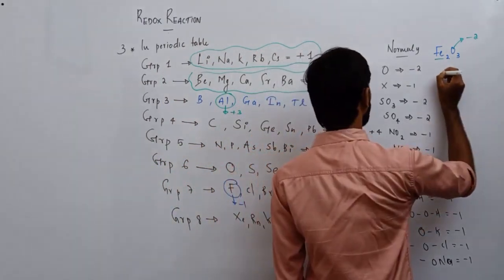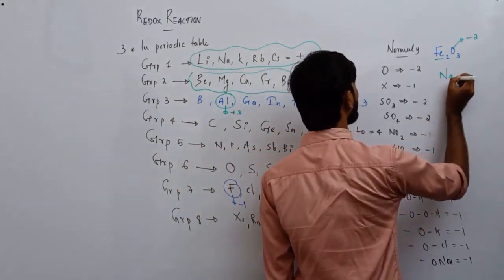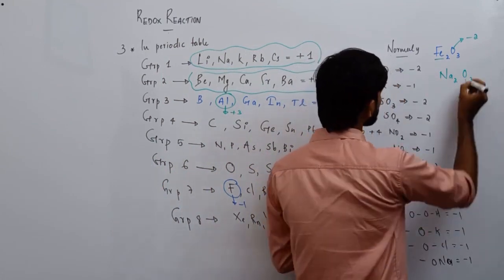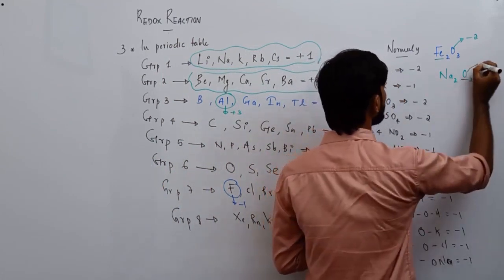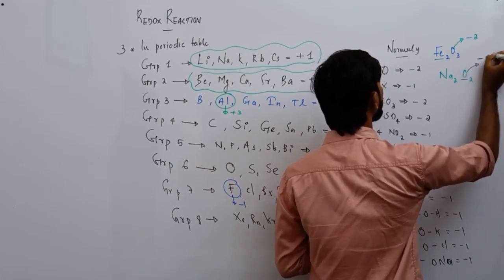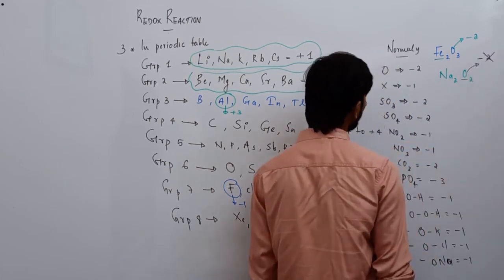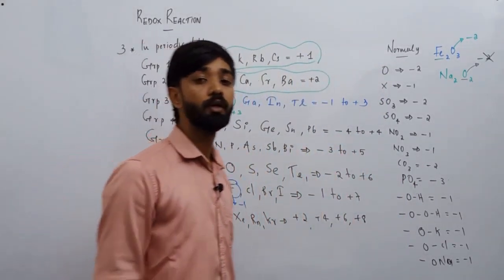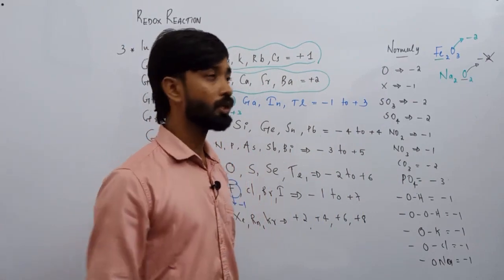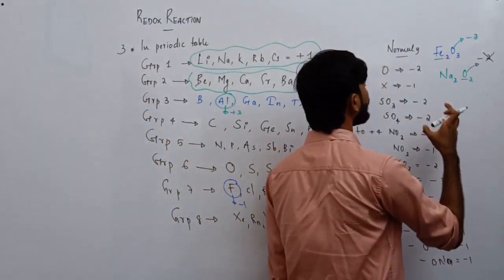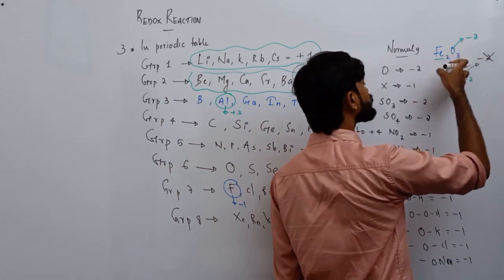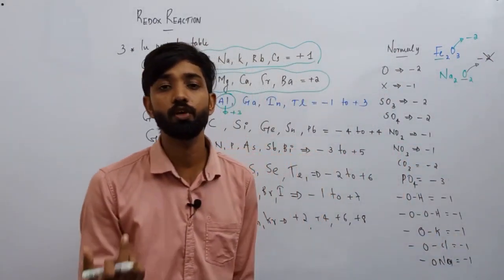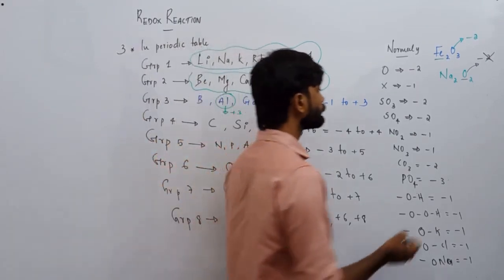But here, if you have Na2O2 and you are asked to find the oxidation state of oxygen, then you are not supposed to write it as -2. If you are asked to find the oxidation state of oxygen, then you have to work it out. Otherwise, if the question makes it clear that you know the oxidation state of oxygen and you are asked to find its companion's oxidation state, then you choose the oxidation state of oxygen as -2.